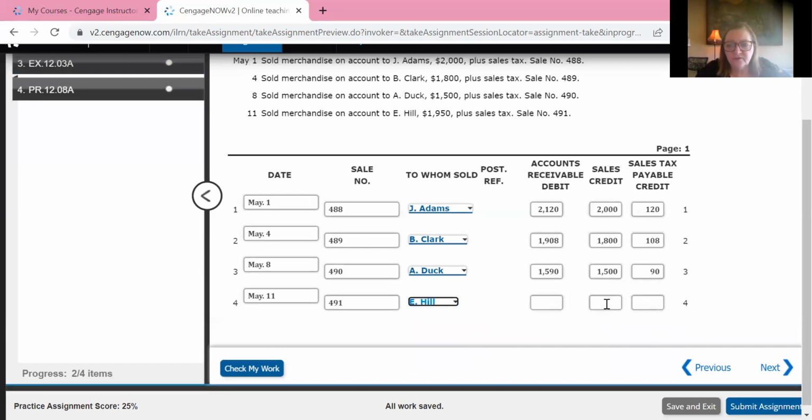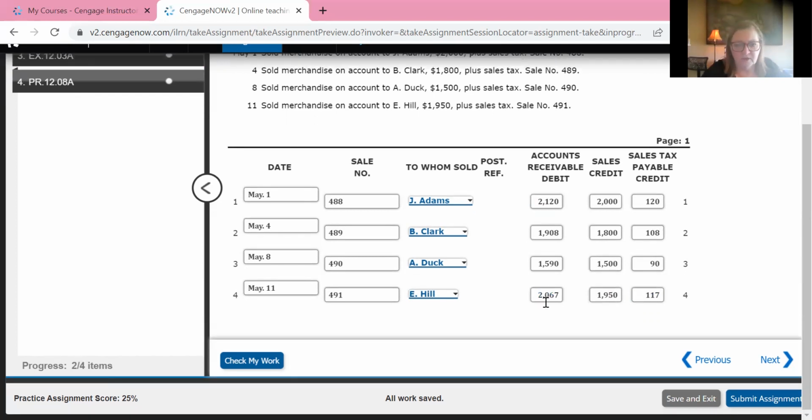Sales amount was $19.50. We multiply $19.50 times the 6% sales tax rate to get $117. I already calculated it. And then we add the sales amount to the sales tax payable amount to get the total amount the customer is going to pay us or owe us, $2,067. We look at it, see if it looks right.